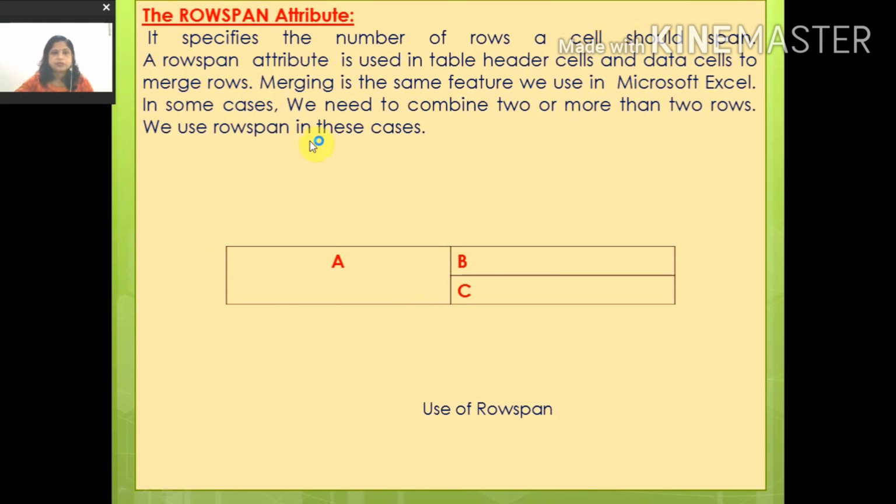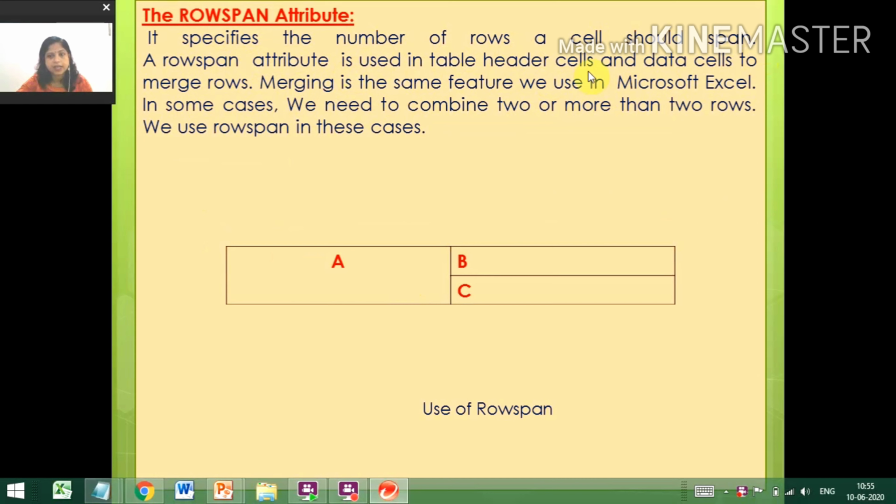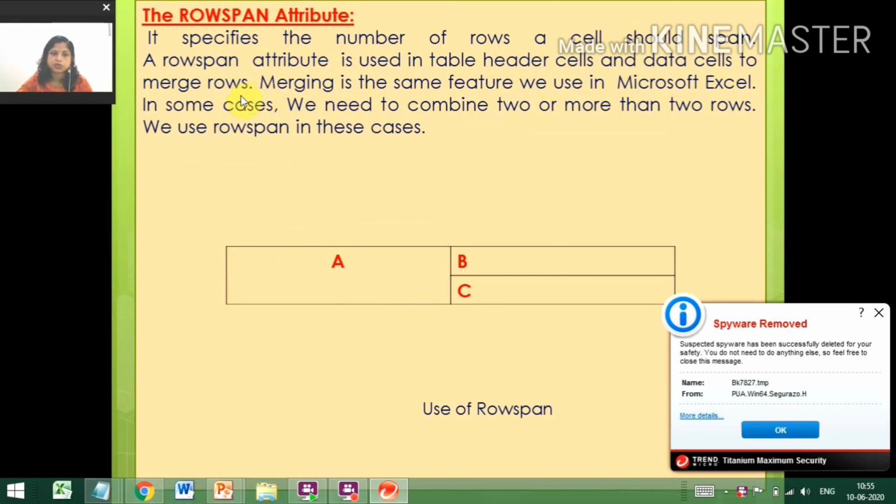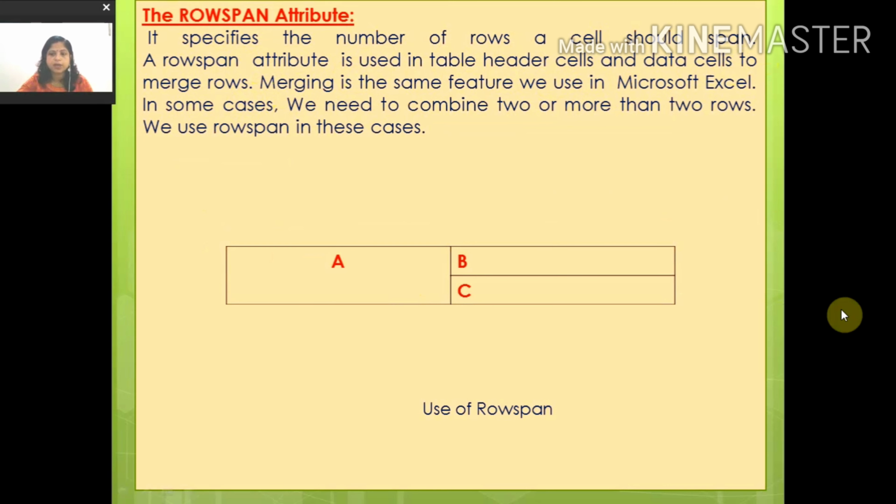Okay. Then the row span attribute. It specifies the number of rows a cell should span. The row span attribute is used in table header cells and data cells to merge rows. You can use it both in table header and in table data cells.